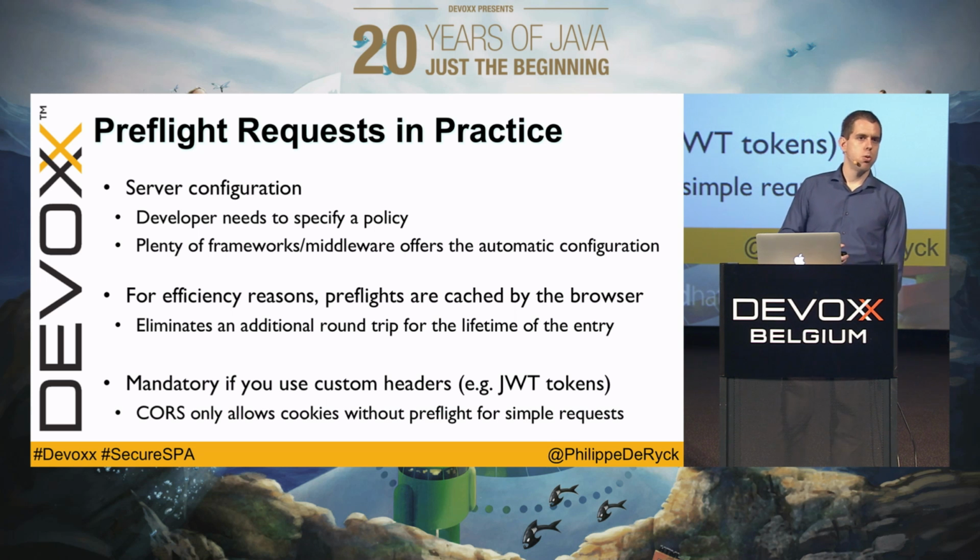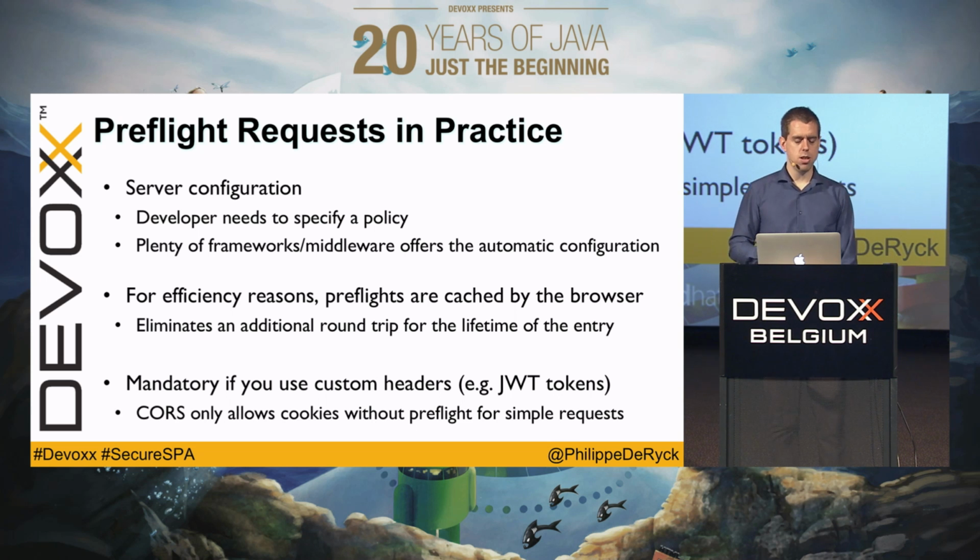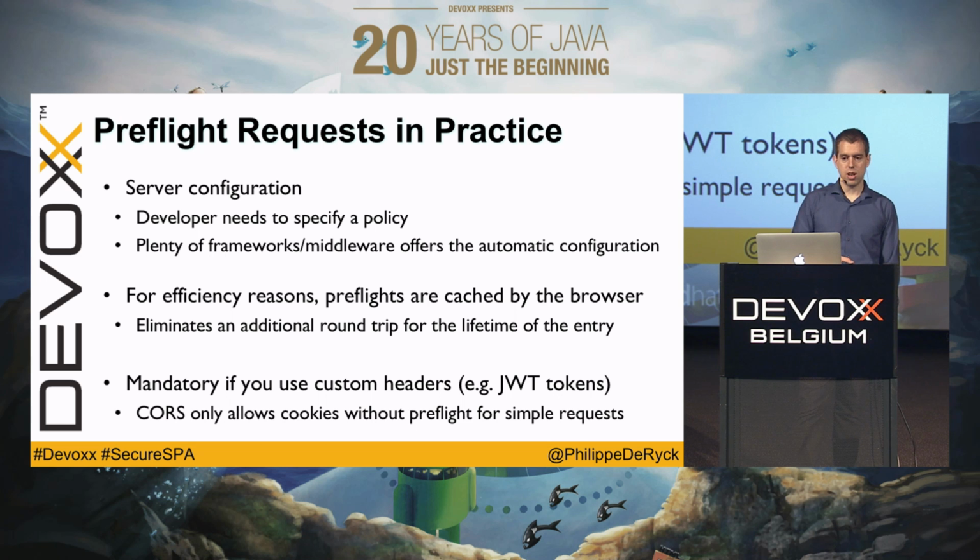If you used cookies, you could use the with credentials property to simply send your cookies. If you're using JWT tokens and you need to send them on your XHR request, then you will have to add them manually. And this makes a request non-simple because it's a custom header, and it will require a pre-flight request. So this may be an interesting choice if you're choosing between cookies or JWT tokens. You may want to take CORS into account.